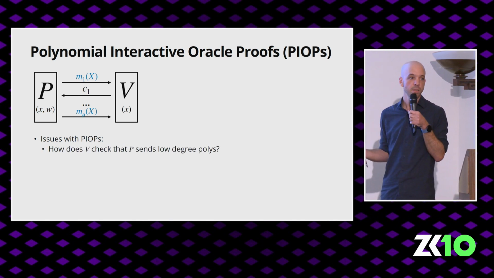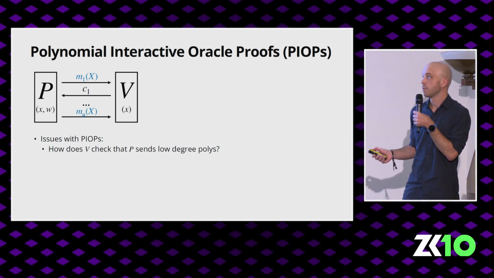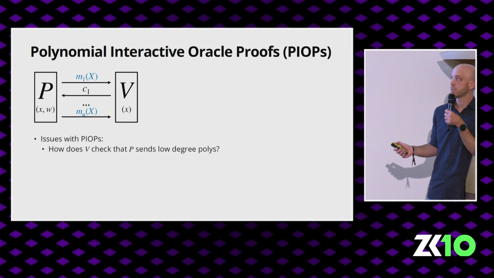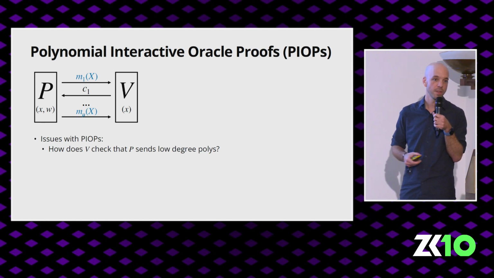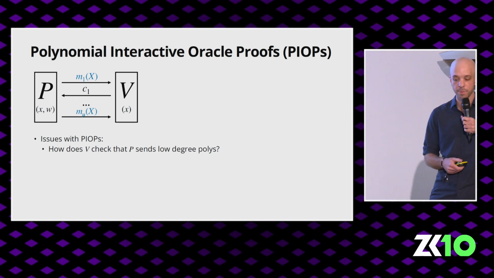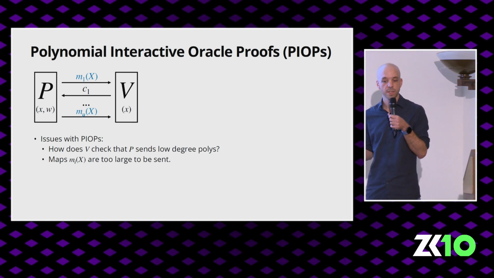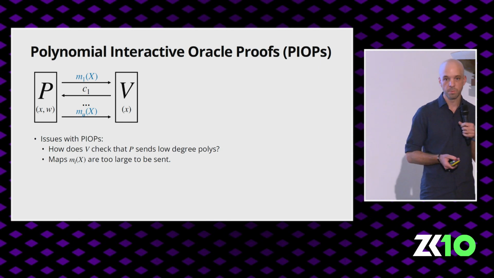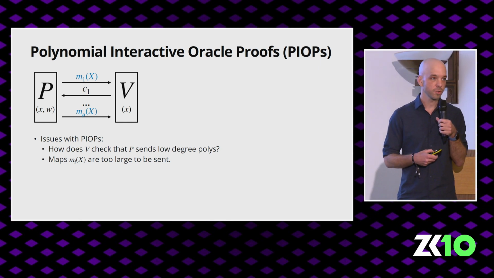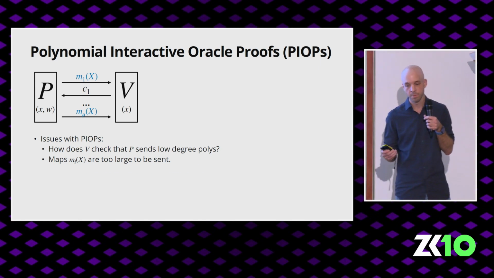But in practice, PIOPs are not usable because there are several issues with them. First of all, how does the verifier check that the maps it receives are low-degree polynomials? One thing it could do is check all the evaluations of the maps and see if they are consistent with being a polynomial, but this would make the verifier extremely slow. Another issue is that the maps are too large to be sent. You cannot just have the prover send the maps, because this would make the proof size huge, and it would be very similar to the prover just sending the witness altogether.